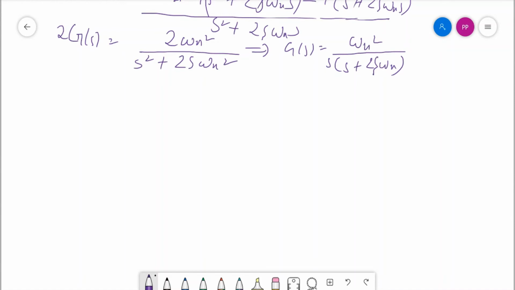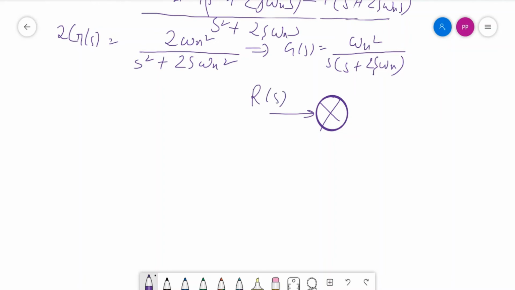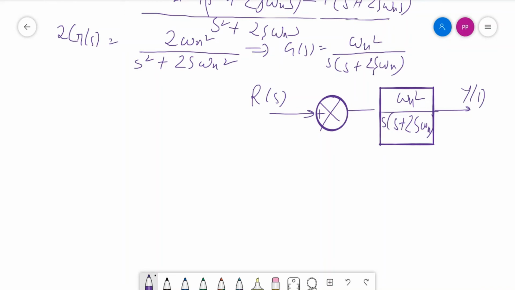our system will be like this. You have the R(s), which is fed to the system G(s), this is omega n square divided by s into s plus 2 eta omega n, and this output Y(s) is actually taken as feedback, and this is the minus sign.